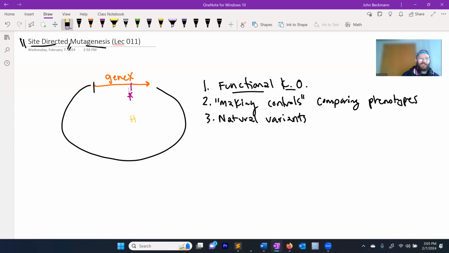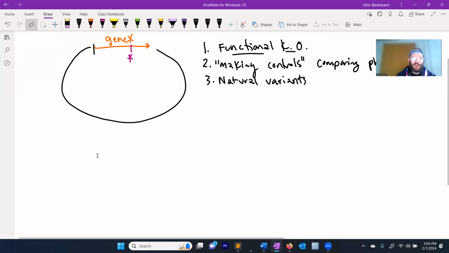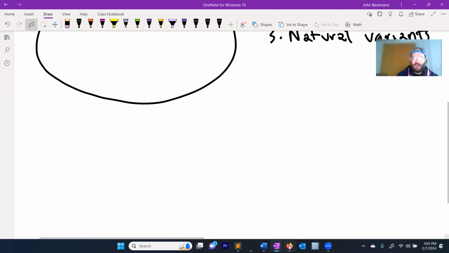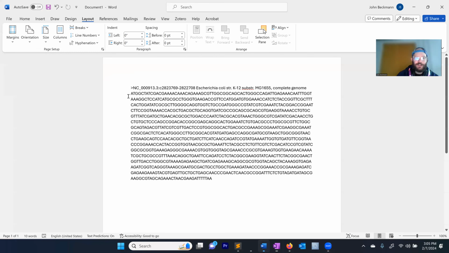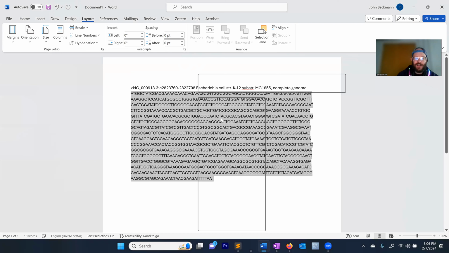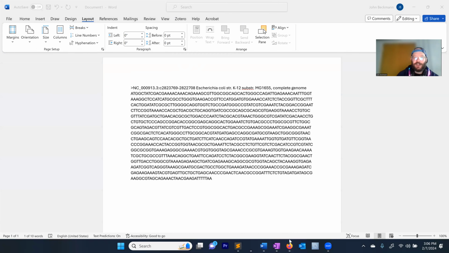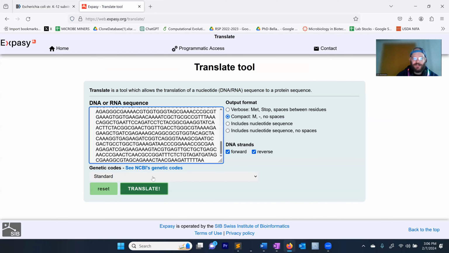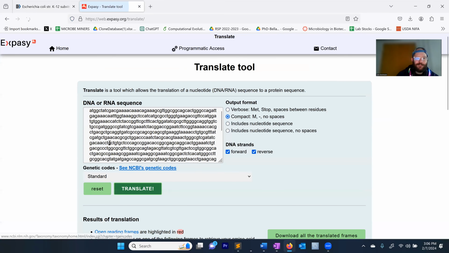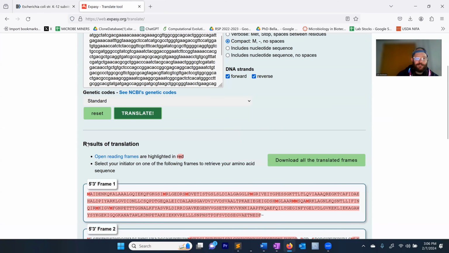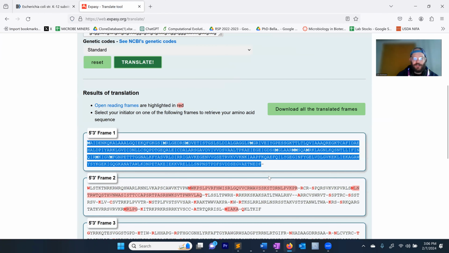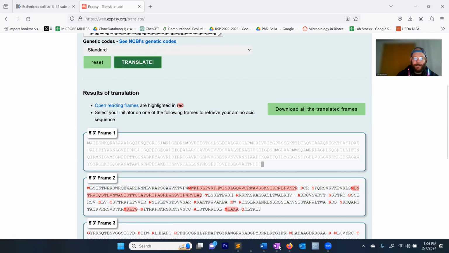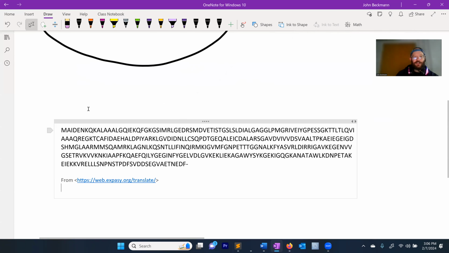While we're talking about that, let's talk about mutation nomenclature real quick. Let me just translate this. Here's our friend Reke from the last lecture. Let me translate this and get the protein sequence. Here's the Reke protein sequence. Okay, so here's a protein sequence.